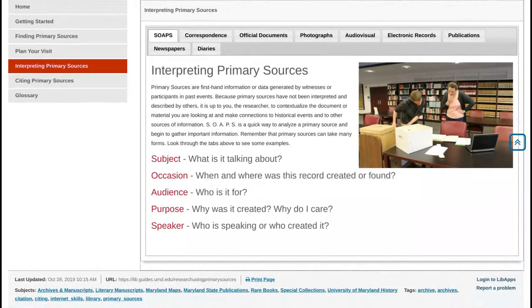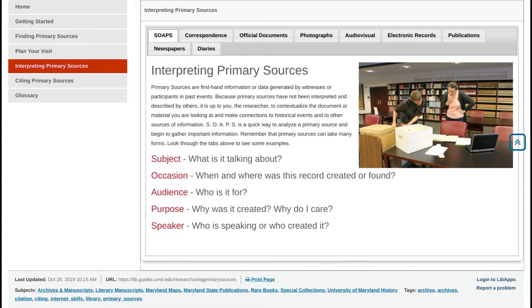So SOAPS stands for subject, occasion, audience, purpose, and speaker. And the idea here is that if you can answer these 5 questions, you have a pretty good understanding of the value of your primary source and what it can tell you about that time period. So going through those 5, just very generally, subject is, what is the source talking about? What is it about? What is being referenced?